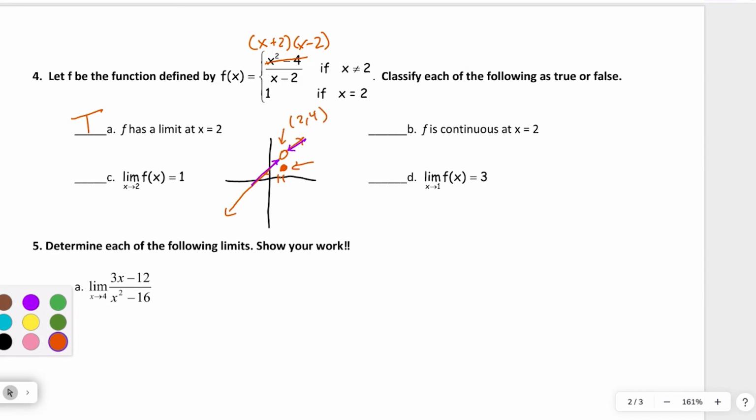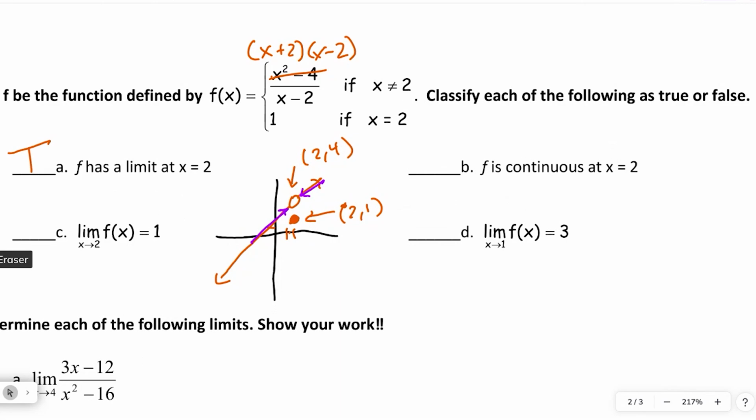Okay, this point right here is at 2, 1. Just to clear that up a little bit, maybe zoom in, you can see that a little better. Clean this up a little bit.